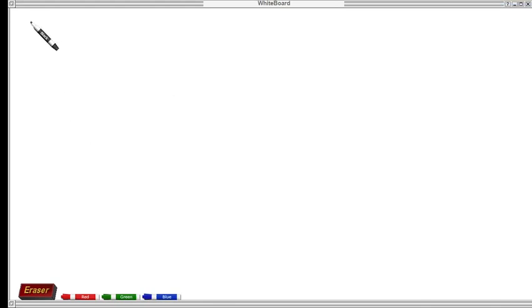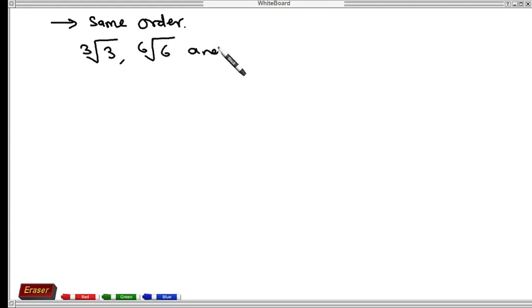Next question is to express the surds in the same order. We have to convert them to the same order. For example, we are given cube root of 3, 6th root of 6, and square root of 5. We have to convert these into the same order. The first has order 3, the second has order 6, and the third has order 2. That's why they have different orders.